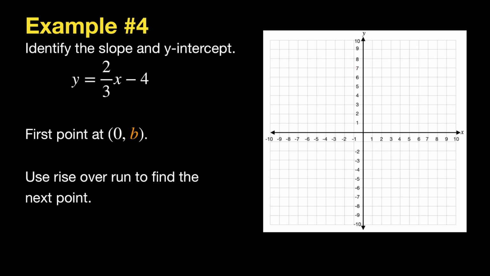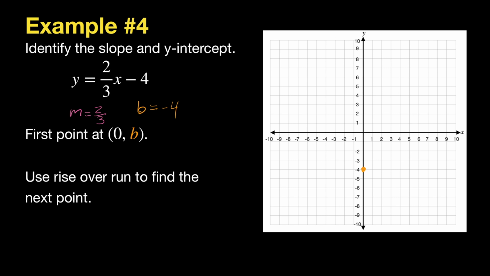For example 4, you can see that our slope is going to be a fraction. So our slope in this problem is going to be 2 over 3. And your y-intercept is going to be negative 4 because that is the only constant, a number by itself. So in this problem, we're going to start at 0, negative 4. So we go to 0 and we drop 4 units. And now we use our slope to find the next point.